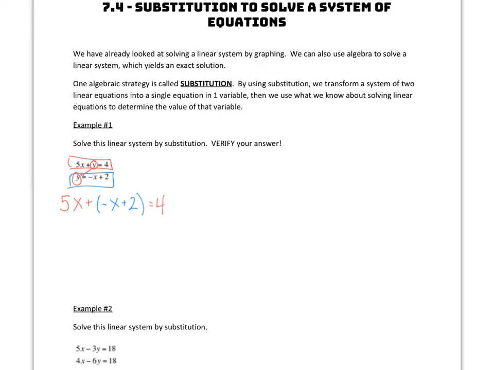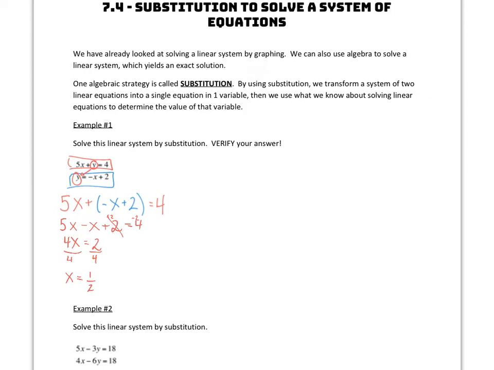All right, I put it in brackets because I want to make sure that the signs are proper. I'm just going to get rid of my brackets now. So 5x plus negative x is negative x, and plus 2 is plus 2 equals 4. So 5x take away x is 4x, and technically I can move 2 to the other side by subtracting 2, so 4x equals 2. To get x by itself, we need to divide by 4, and we can see that x equals 1/2 as our answer.